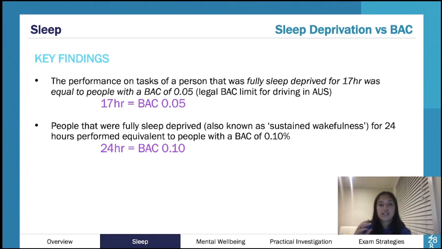So it's this idea of understanding just how badly sleep deprivation can actually impact you in terms of your cognitive and your behavioral functioning. So yeah, it's just an important thing to be able to understand these numbers.